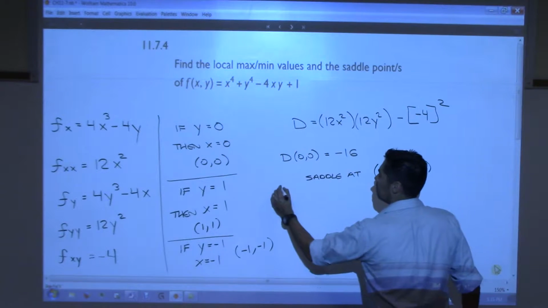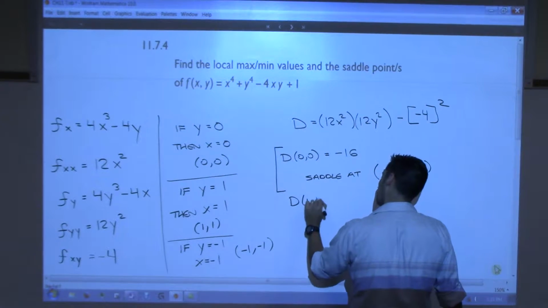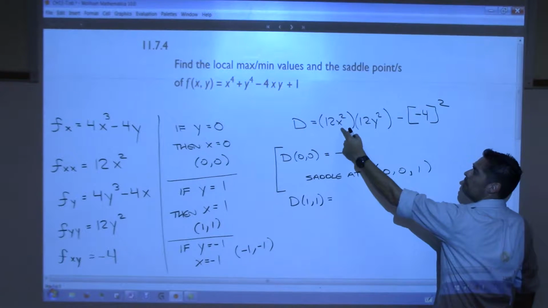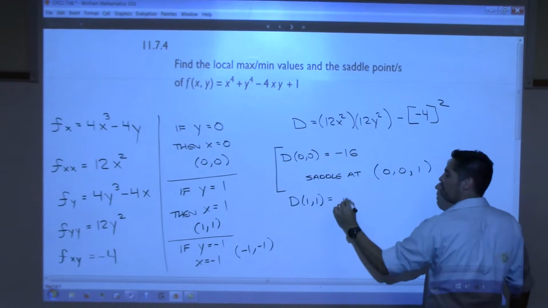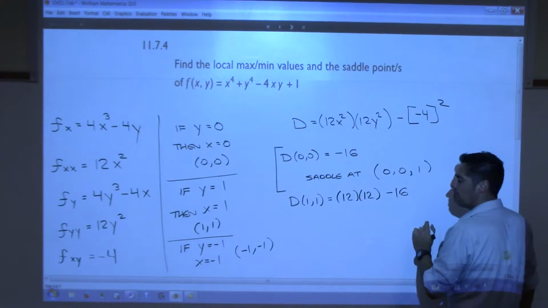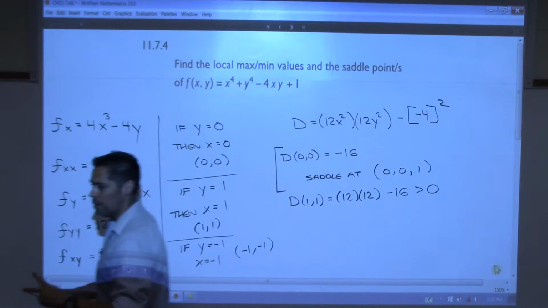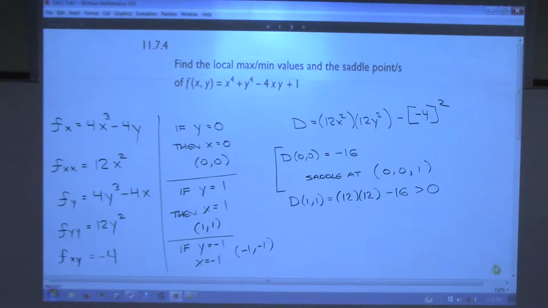Now we're going to do d of, let's say, 1, 1. This would be 12 times 12, so 144 minus 16 again. This is bigger than 0. Do you agree? When it's bigger than 0, you then have to check something secondary. You have to check fxx and see if it's positive or negative. When it's negative, it's a saddle point, you're done. But if d is positive, there's two possibilities now.